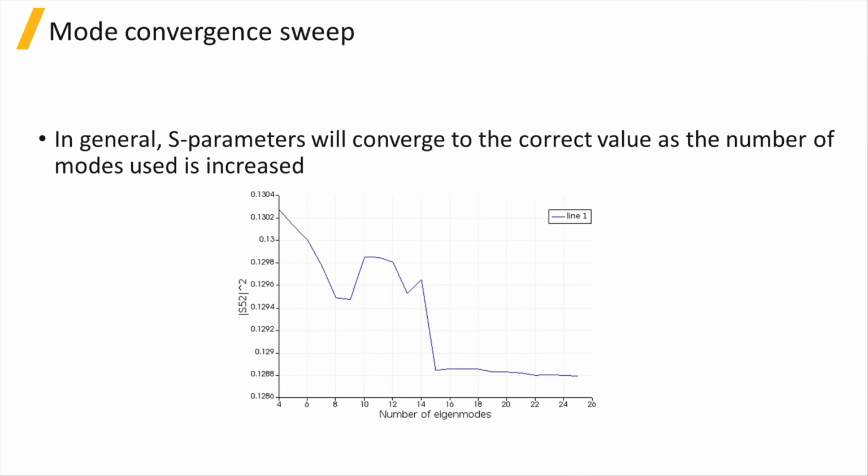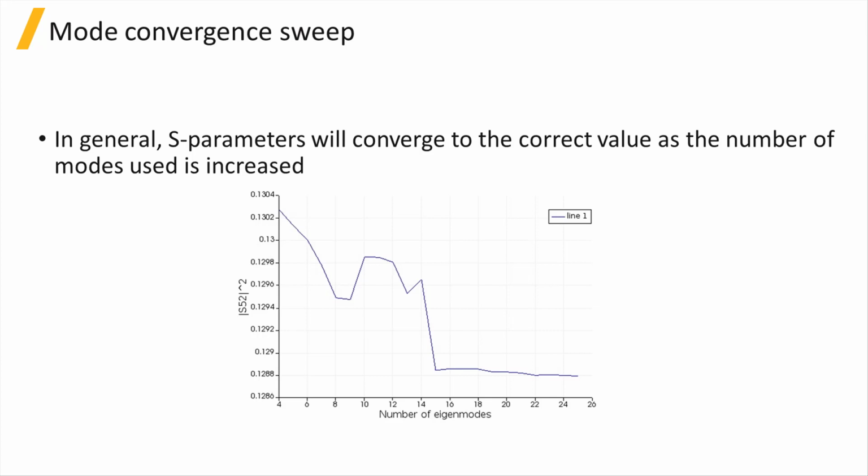As mentioned in the previous unit, one of the main sources of error in EME is the finite number of modes used for the mode expansion. If too few modes are used in a cell, the fields in that cell cannot be represented accurately by a linear combination of the modes. Increasing the number of modes will typically help reduce this error.